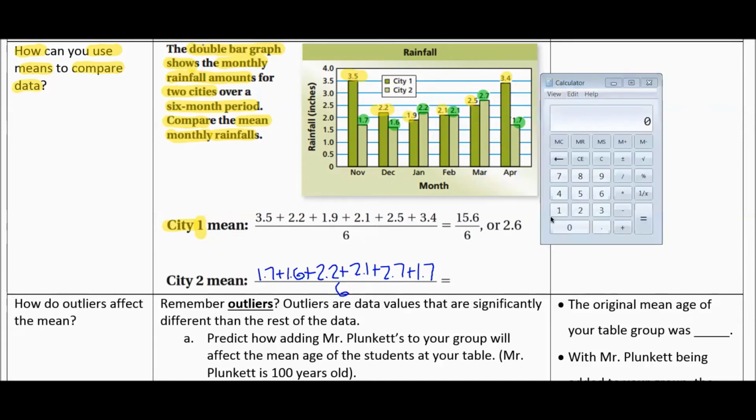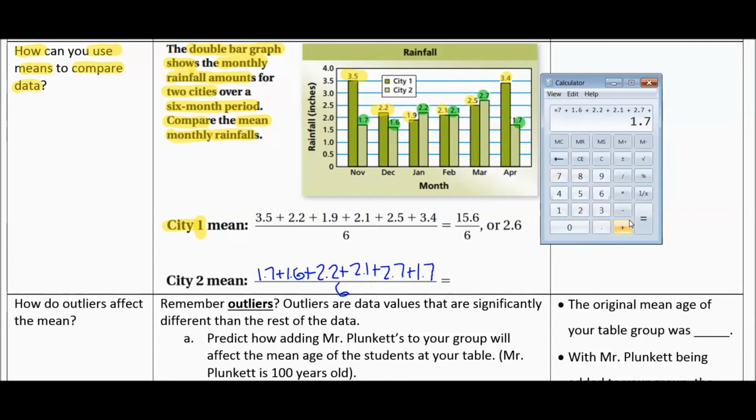I'm using my mouse. I should type this in, but I've already committed. 1.7 plus 1.6 plus 2.2 plus 2.1 plus 2.7 plus 1.7. All those are about 2, right?